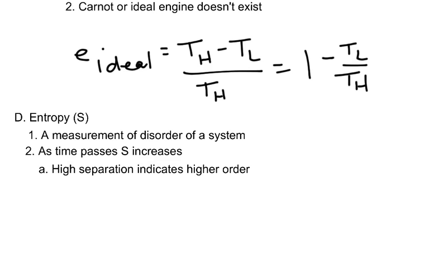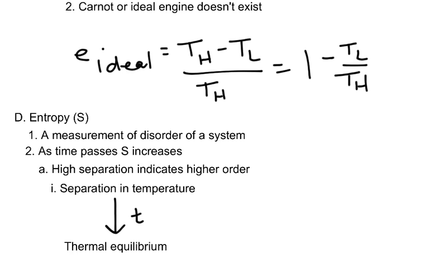Examples of situations where you have high order are situations where you have high separation of different variables within a system. Let me give you a couple of examples. If you have a separation in temperature, we consider that to be a high-ordered system. But as time goes on, thermal equilibrium will be reached. Thermal equilibrium means the temperature is the same everywhere, so this would indicate high disorder, or a high S value.